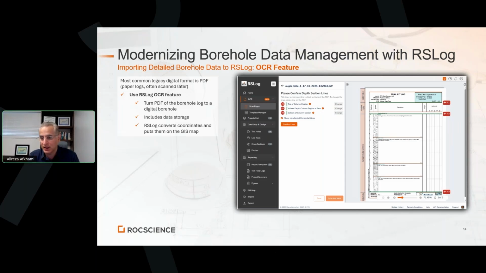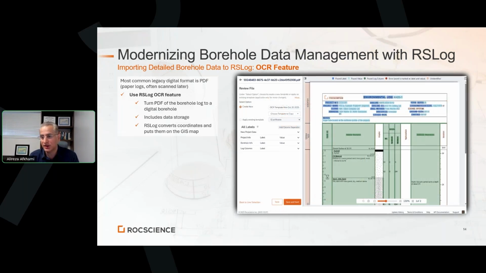Just make sure the header and footer are properly detected, and then the next step is to confirm, okay, here is my project number in this area of the PDF in the header. Here is my project address or borehole depths. And then of course there's dealing with borehole log columns. Okay, this column carries lithology description. This column is maybe moisture content, test results, and so on. Once you finalize this, we are going to save that template in your RSLog account.